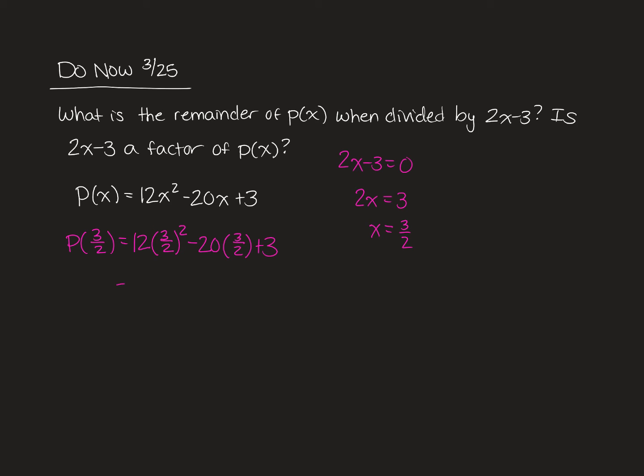So this will give us a remainder of 0. So is 2x minus 3 a factor of p of x? Well, if your remainder is 0, then it is a factor. So yes, 2x minus 3 is a factor because the remainder is 0.